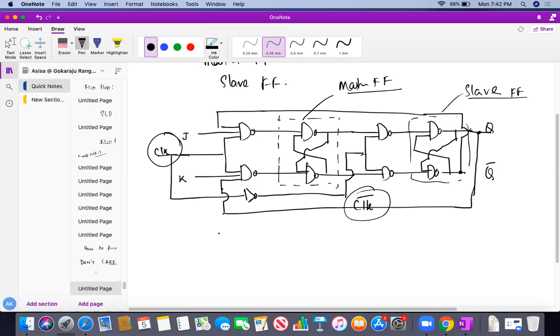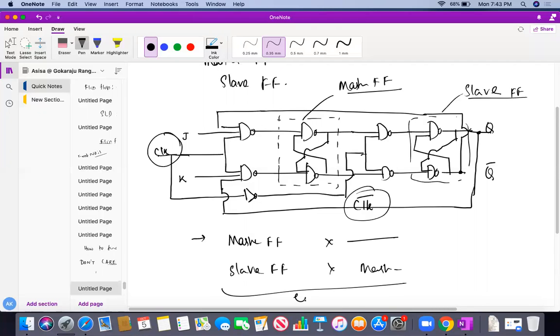So what will happen? Whenever the master operates, the slave will be silent. Whenever the slave operates, the master will be silent. So that will not affect, it will avoid the racing. We will not get the race of the 1 0 1 0 toggling case. So this is very important. Whenever the master flip-flop operates, at that time the slave is silent. Whenever the slave flip-flop operates, at that time the master is silent, which eradicates our racing condition.